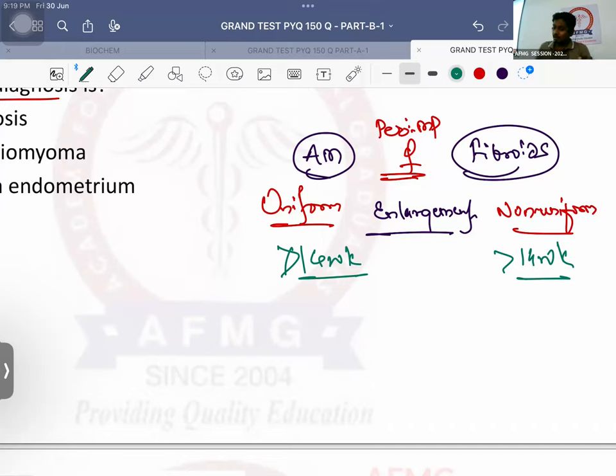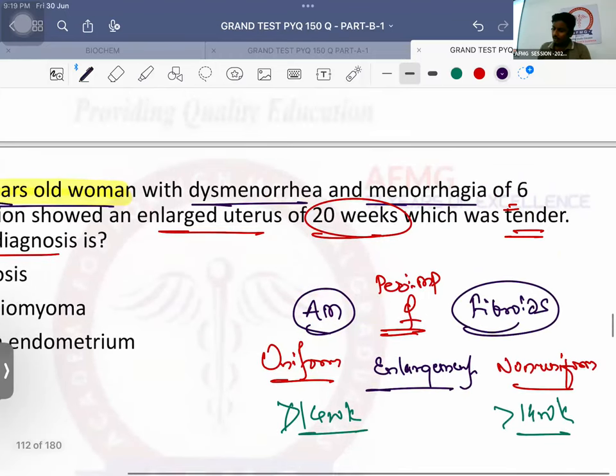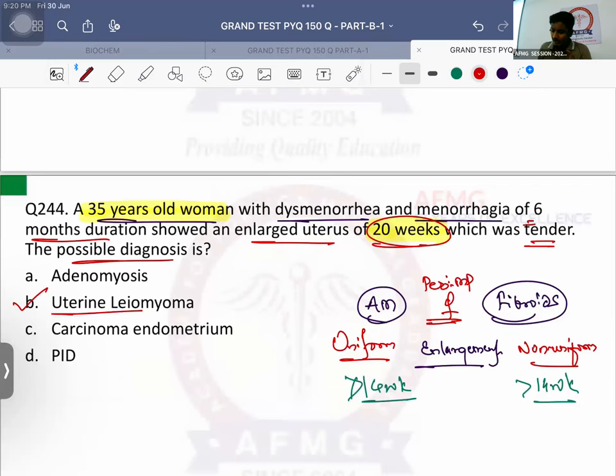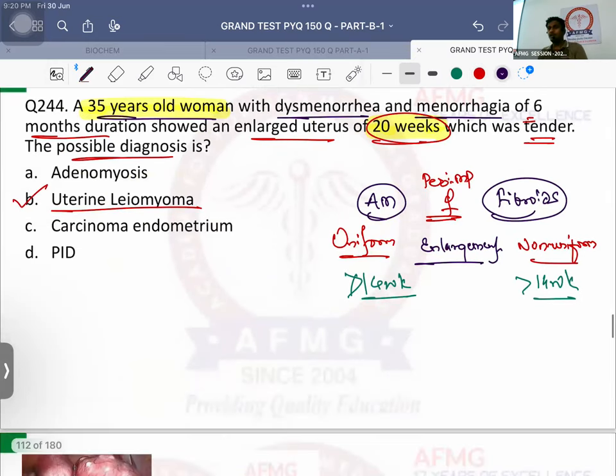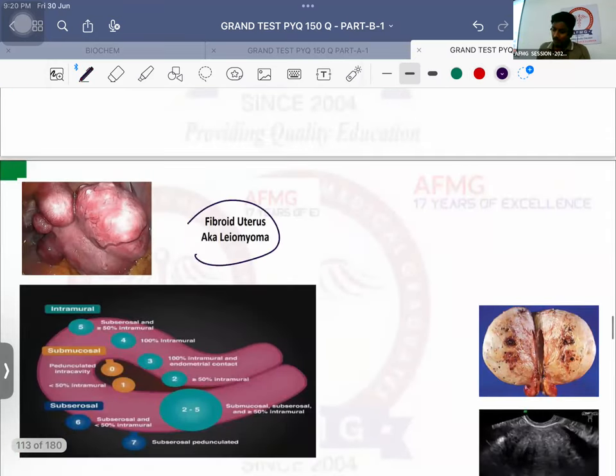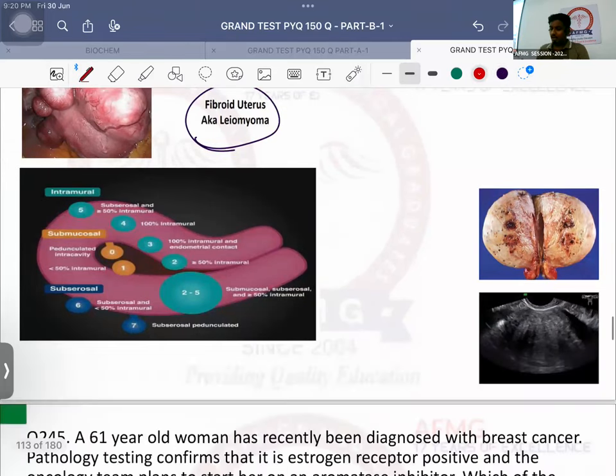How much can it increase? How much size has been given? 20 weeks. Can it be adenomyosis? No. Therefore, it has to be fibroid, uterine leiomyoma. Please remember this. This is a case of fibroid or uterine leiomyoma. This is the classification which is used.